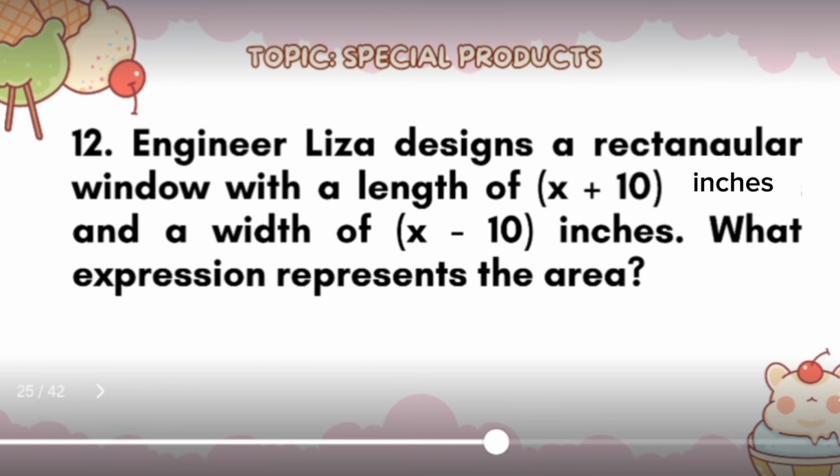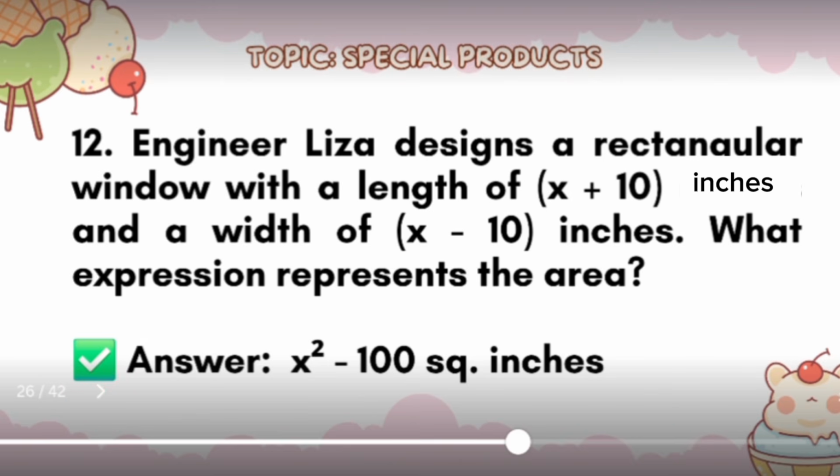Question number 12. Engineer Liza designs a rectangular window with a length of x plus 10 inches and a width of x minus 10 inches. What expression represents the area? So this is again an application of a special product in which we are now applying the product of the sum and difference of two terms. So length times width there is x plus 10 times x minus 10, which is x squared minus 100 square inches. As you can see, the final answer is written as the difference of two squares.